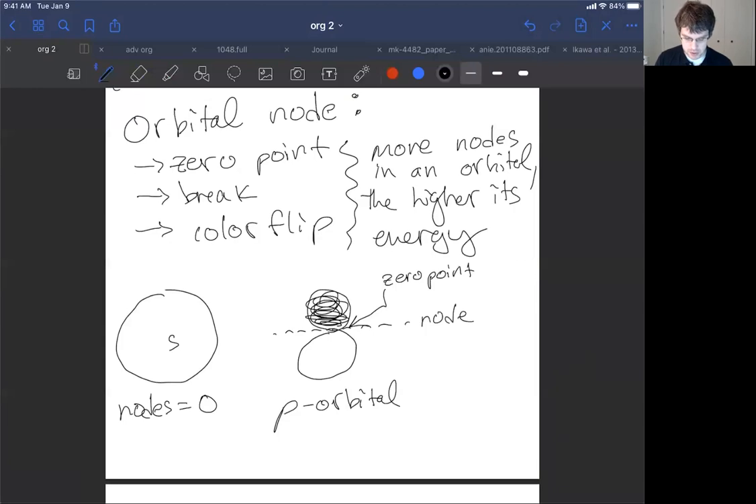Now, the other thing to consider is that this is true for all p orbitals. Kind of bisecting in the middle. Okay, so that is a node.